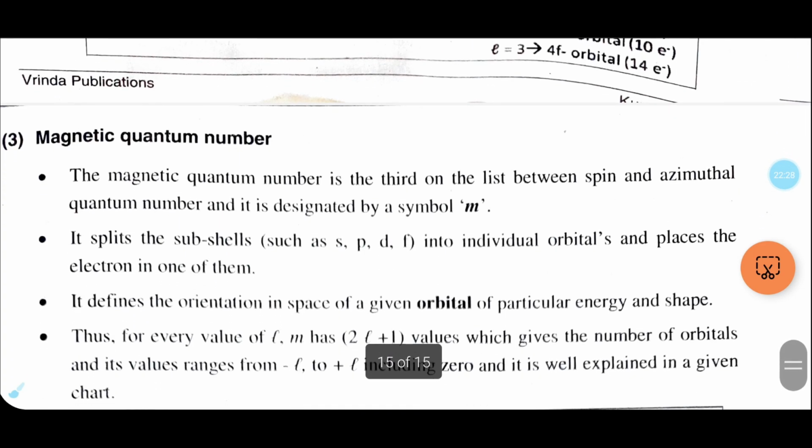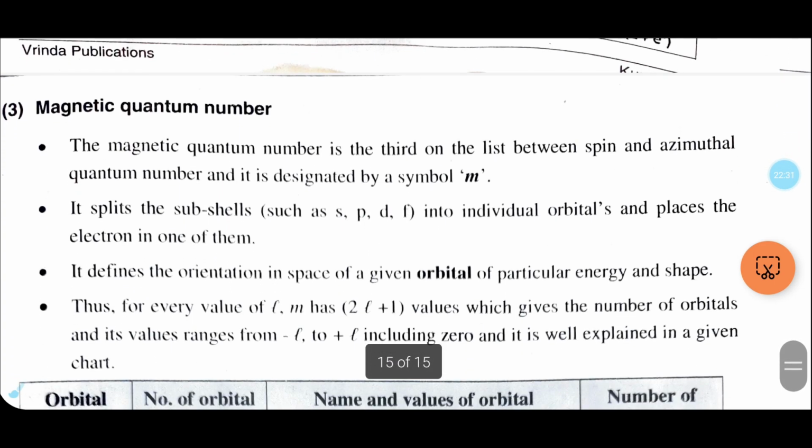Now let us see the next quantum number, the magnetic quantum number. The magnetic quantum number is the third quantum number on the list, between the spin and azimuthal quantum numbers, and it is designated by the symbol m. If we split the subshells s, p, d, f into individual orbitals, we place the electron in one of them.